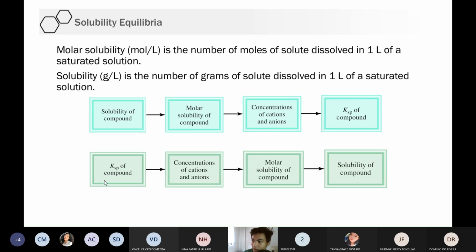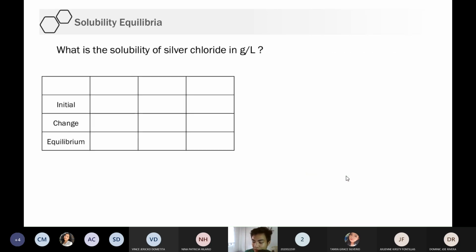And then later on, you're going to plug it in your K. So ito naman, kapag you are given the K, you are asked to solve for the solubility of the compound. So from K, you solve for x, the equilibrium concentrations. Then that also corresponds to your molar solubility. If you want the solubility only, you multiply this by the molar mass. So let's try this problem.